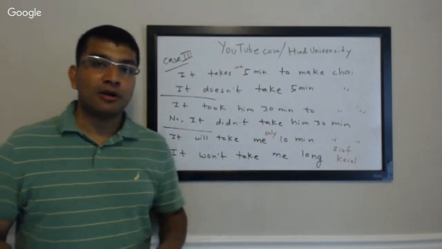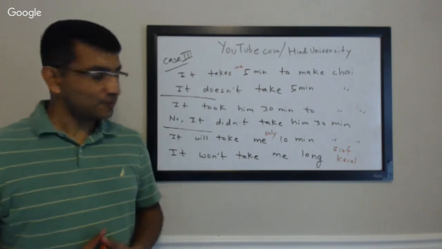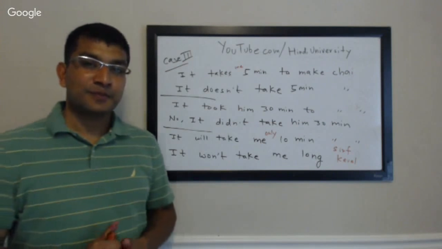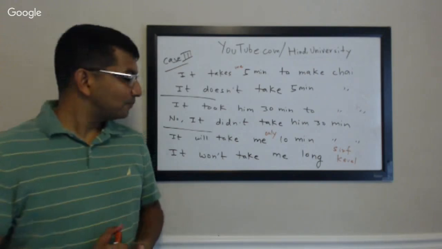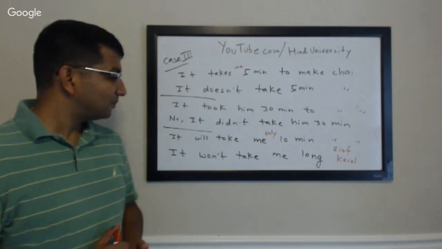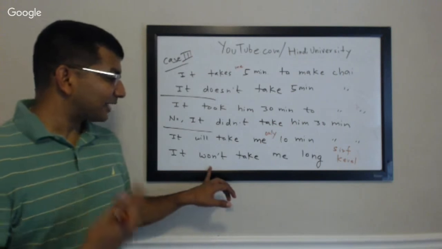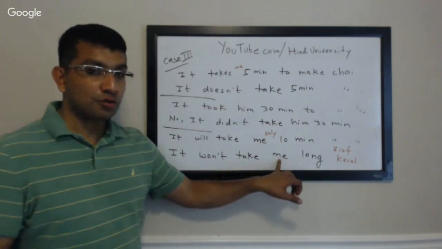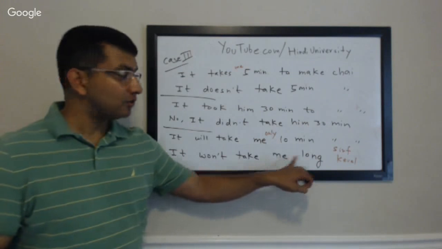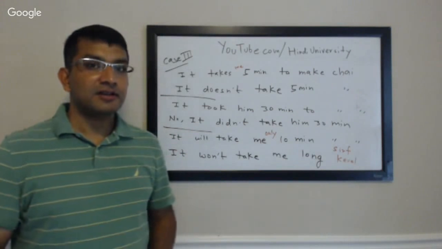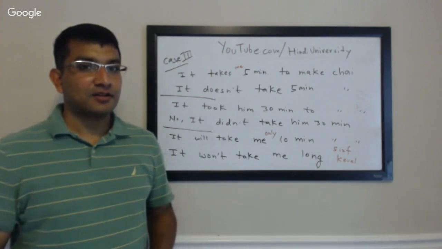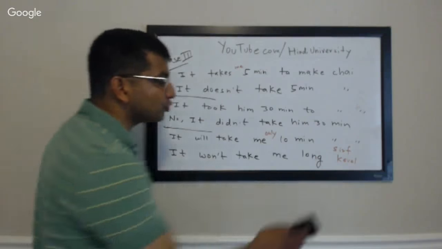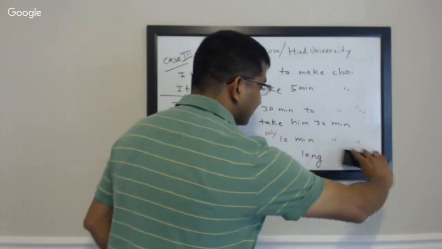Okay, it won't take me long. It won't take me long to make chai. How about that? Bahut samay nahi lagenge. So try it one more time. It's again future tense. It won't take me. So start with that. Mujhko bahut samay nahi lage. Try slowly. Mujhko to make chai. I think the last part is missing.